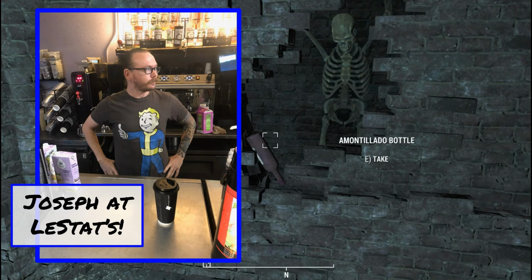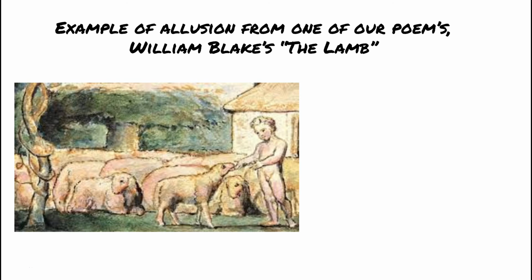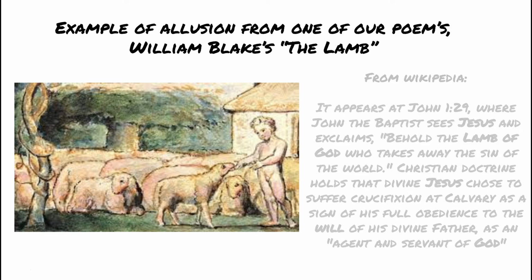So, let's quickly finish up with a reading of allusion in one of our poems, William Blake's The Lamb. The speaker of the poem speaks lovingly of the lamb and links his own innocence with the innocence of these cute little animals. The speaker also celebrates the fact that they were both created by a seemingly loving creator who would not let anything bad happen to either of them.